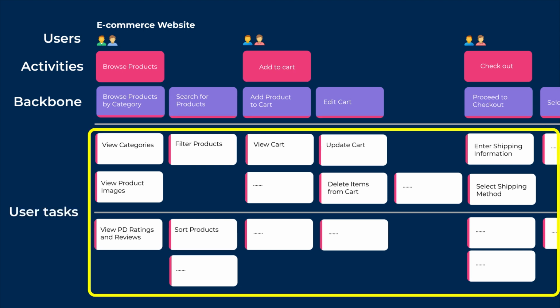The third row group is user tasks. User tasks are short word phrases that are the basic building block of a map. If I ask you what you did earlier today when using email, you likely respond with tasks like this. Read an email message. Respond to a message. Mark a message as spam.